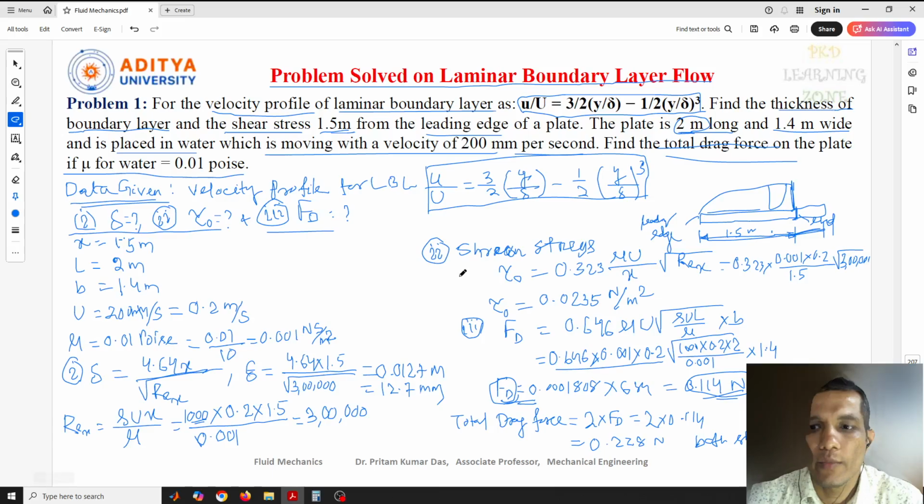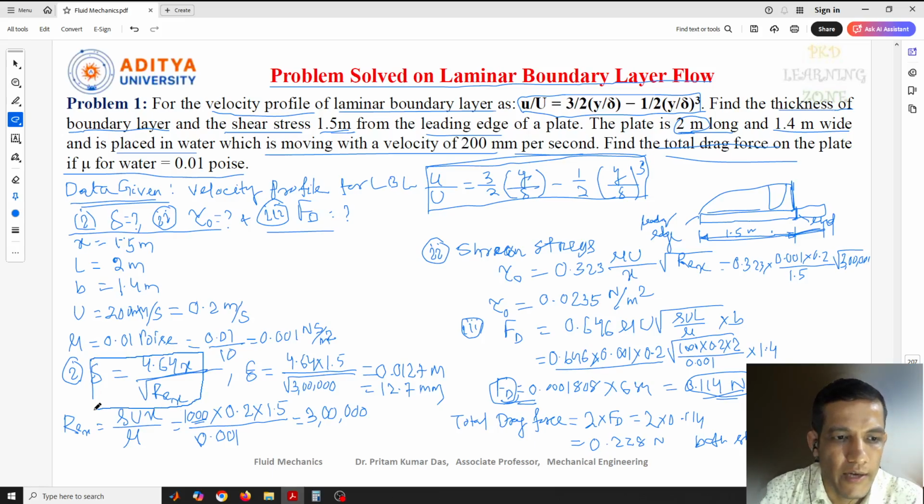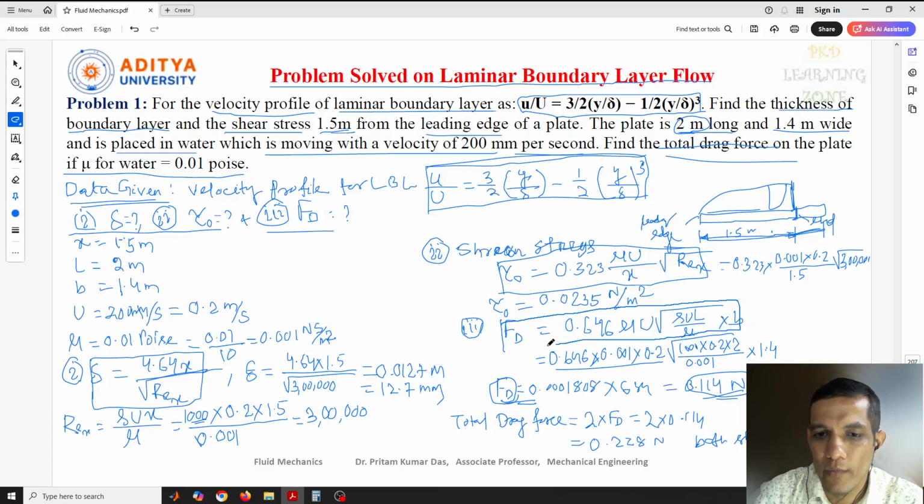So this is all about the problem we have solved. The questions will be given in this manner, and we need to check the velocity profile. As per the velocity profile, our formula will be different. In the previous problem, the delta value was different, and the formula for shear stress was also different. So based on the velocity profile, the formula will change.